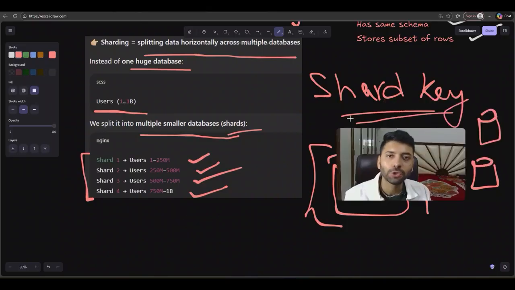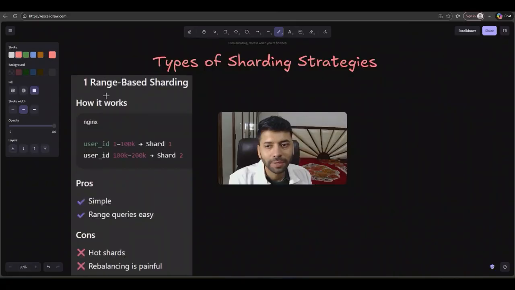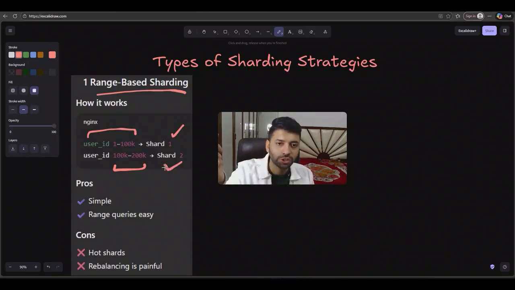Now I understand the basic questions in mind would be related to the shard key and what strategies are used for sharding. So let's discuss both of these in detail. The first type is range based sharding. It would be something like we saw in the earlier example also. User ID from 1 to 100k we would put in shard 1, and user ID from 100k to 200k we would put in shard 2. So we have decided the range, this range, so this shard.